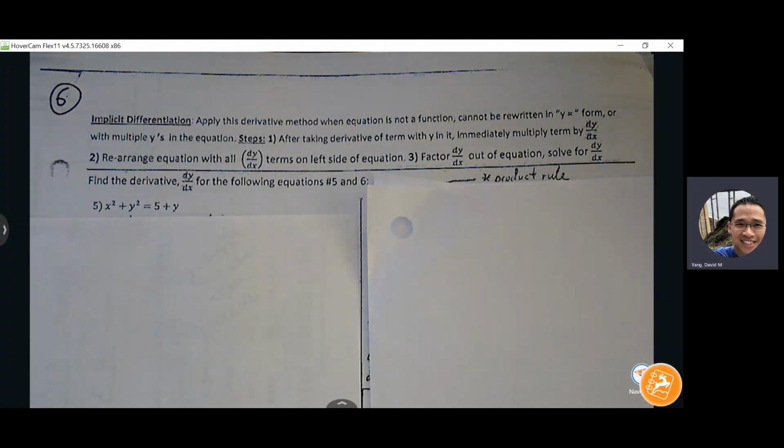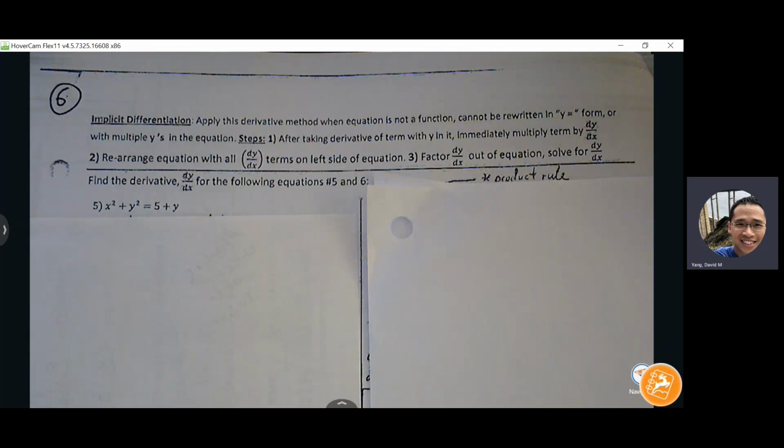Okay, implicit differentiation. We apply this derivative method when the equation cannot be rewritten in this y equals form, like the previous problem, where your y and x are clearly nicely separated. If your equation looks a little bit strange with the y variable sticking out, multiple y's, or you see y raised to a power or square root of y, y stuck in a set of parentheses.